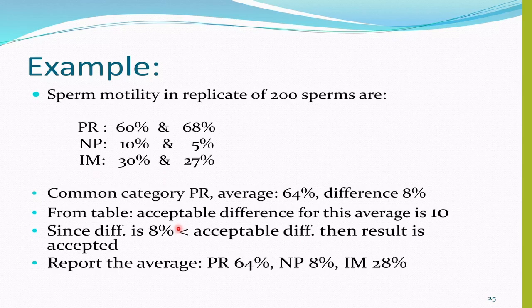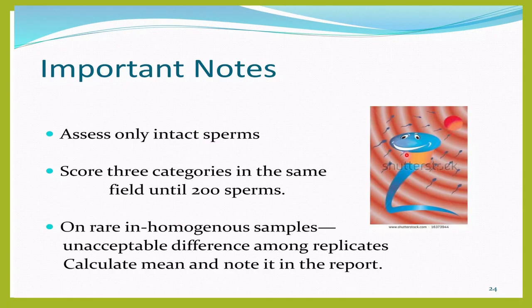So it is very important that you do the sperm motility in replicates of 200 sperms and then calculate the average. The difference should not be more than 10%. The important thing is that you will have to assess only the intact sperms. Score the 3 categories in the same field until you count 200 sperms.